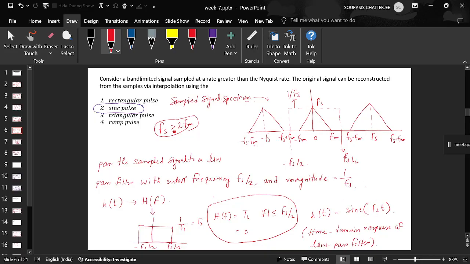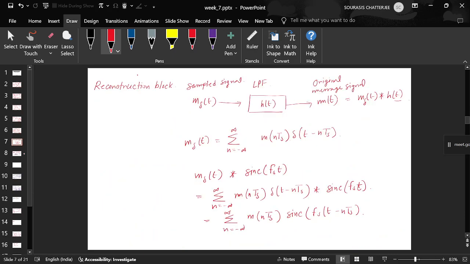Why do we need this? Because it talks about how the original signal can be reconstructed from the samples via interpolation. You are passing the sampled signal through the low pass filter to get the original spectrum. This has a nice rectangular pulse frequency response, which has a time domain equivalent response of a sinc pulse. So basically this sampled signal is passed through this h(t) here, which we will show next. The reconstruction block will talk about that.